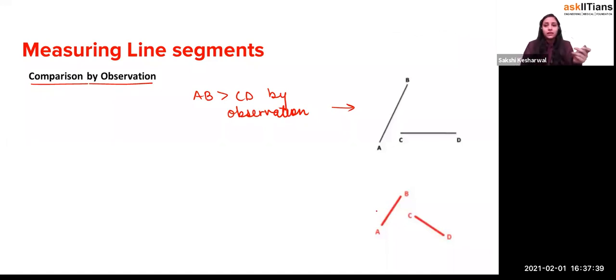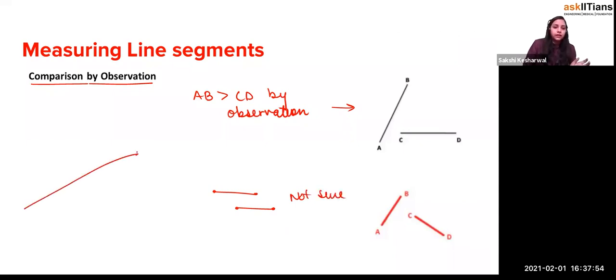So if I say a ruler is like this, I made a line like this and I made a line like this. Can you see that these two lines are of equal length? No, you cannot be sure by observation. When I say not sure, here you cannot be sure about it.